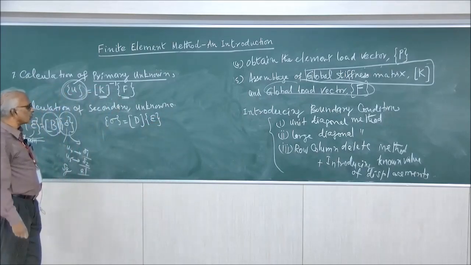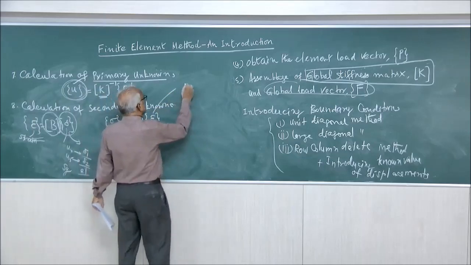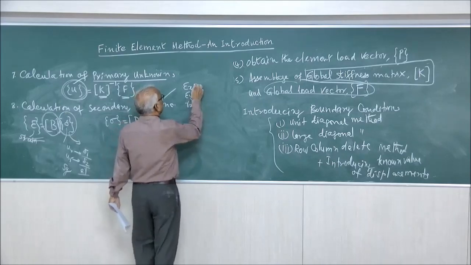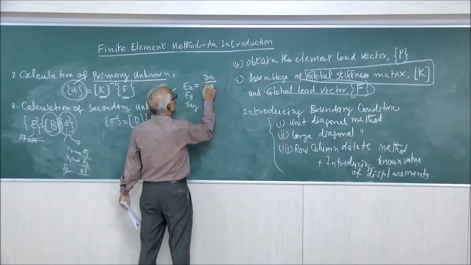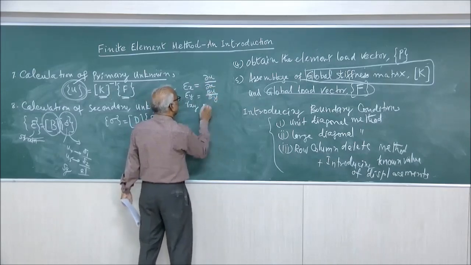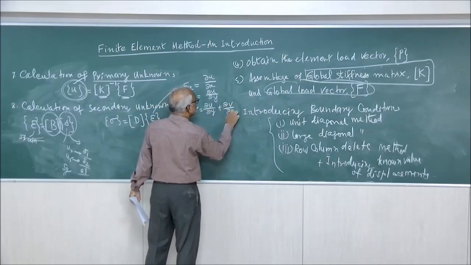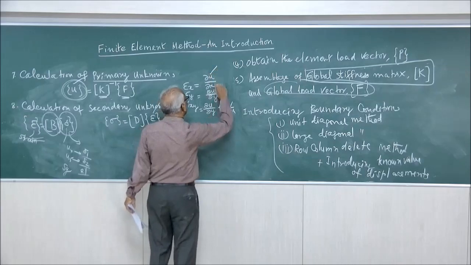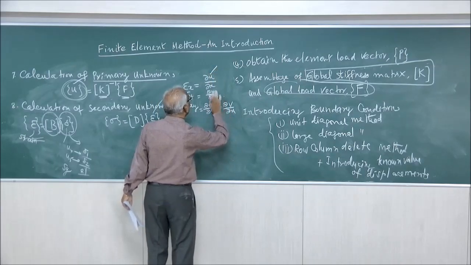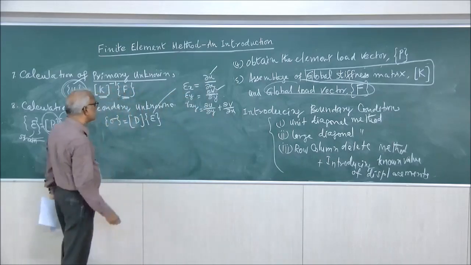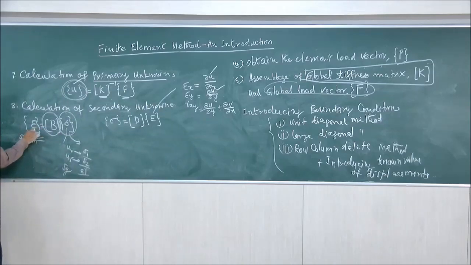If it is a two-dimensional structure, your epsilon will consist of epsilon x, epsilon y, gamma xy. Your epsilon x will be dou u by dou x, epsilon y will be dou v by dou y, and gamma xy will be dou u by dou y plus dou v by dou x. This is for a two-dimensional structure. If you know u and you know v, you can differentiate and get the strains. That is in this step. This is for a one-dimensional structure.